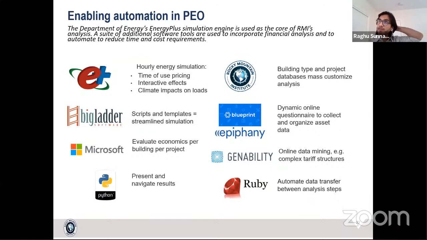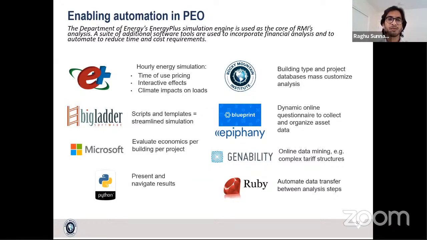A big part of PEO's focus has been enabling automation. We use several platforms to do different tasks within the tool. The primary core of the simulation engine that the PEO platform uses is EnergyPlus, but at the same time we use a model kit from Big Ladder. Then we use Ruby for automated data transfer.